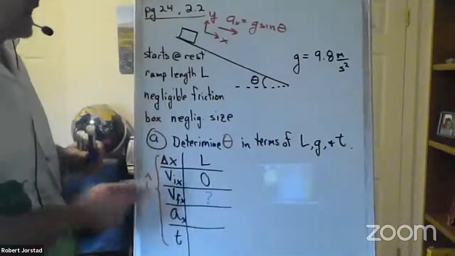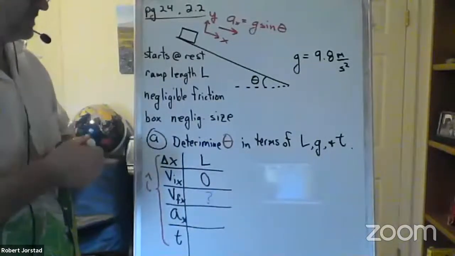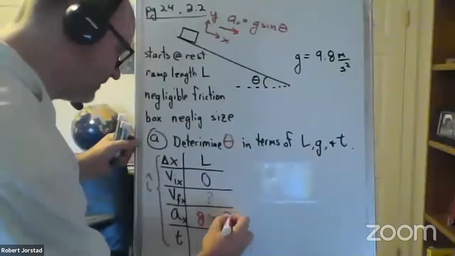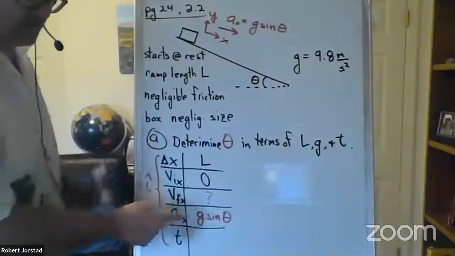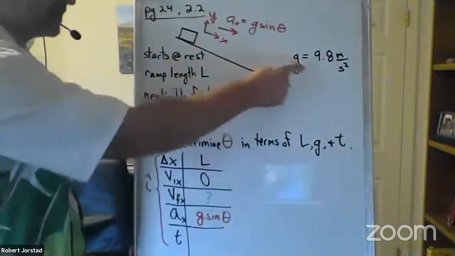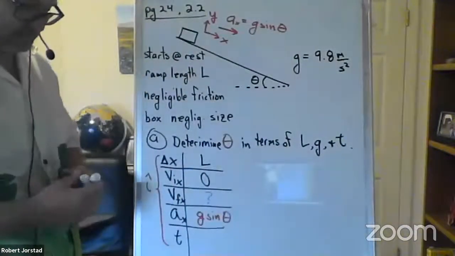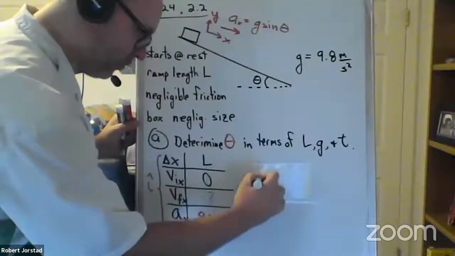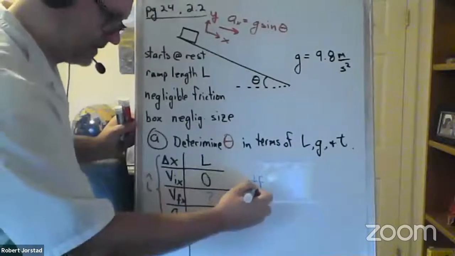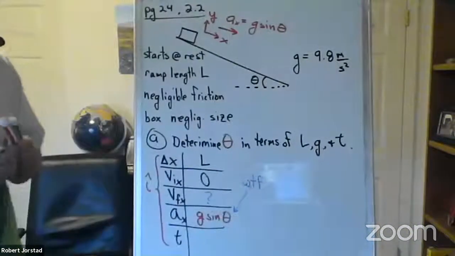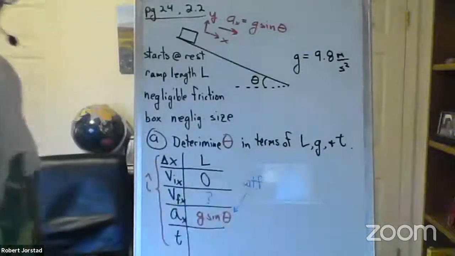Do I know a_x? It's g sine theta. Is that a known or an unknown? We know this is a formula for it. g is a number we know. Do we know what theta is? Nope. And in fact, this is WTF. What to find? I'm sure that's what you were thinking. WTF is theta. So, all right.